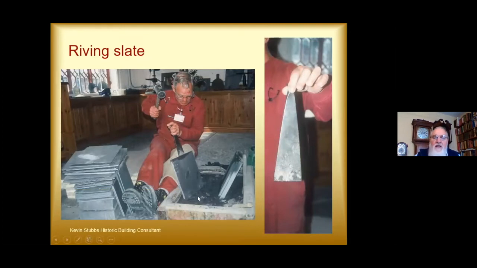The slate is then split by hand. It's riven, and in order to get slates all of the same thickness, it was split in a specific way. You started with the block and you split it in half. Then you took that half, split it down again, and then took the smaller quarter and split it down again. And so you got 16 slates all of the same thickness out of one block of slate. And that was all performed with this chap with his riving knife there.